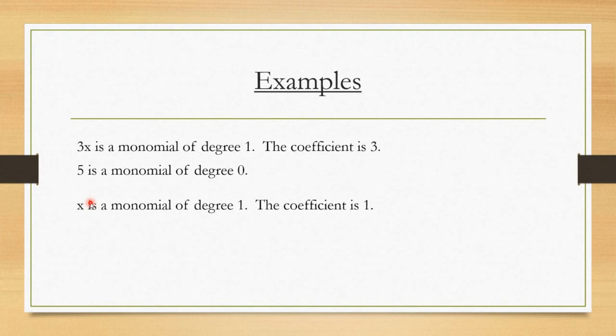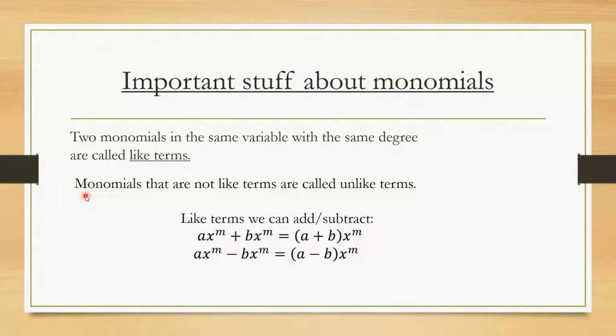Now, with monomials, before we get to polynomials, we have to consider how you add and subtract monomials. Basically, we have two monomials in the same variable with the same degree. Those monomials are called like terms. So two monomials are called like terms if they're in the same variable and they're of the same degree. That's just by definition. And if they're not like terms, we call them unlike terms.